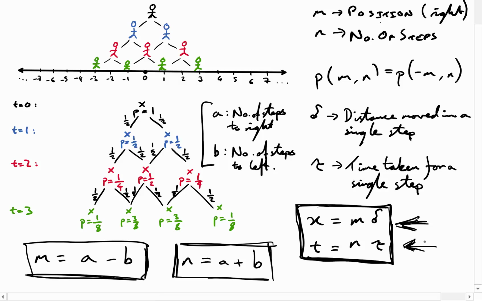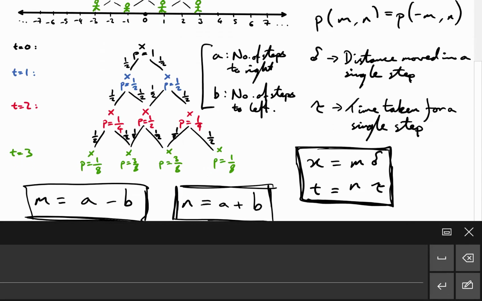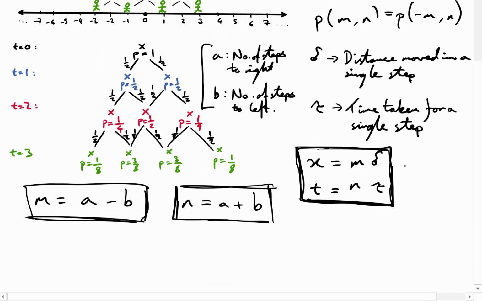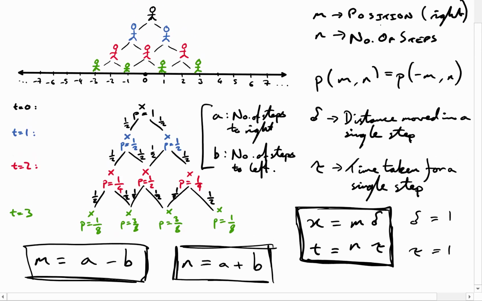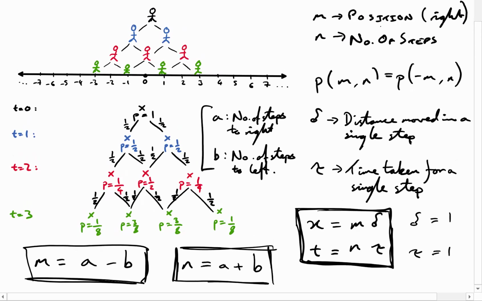Okay, but for the moment, we don't really have to worry about it too much. So that's defining everything. Maybe if I say that in a little more detail: because we're just assuming that delta and tau are constant, we can just take both of those to be 1. So, for example, the time in between each step is 1 second, and the distance in between each step is just 1 meter or something like that. So these two things are constant.